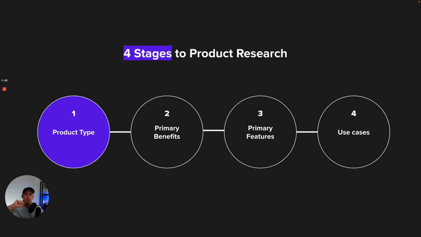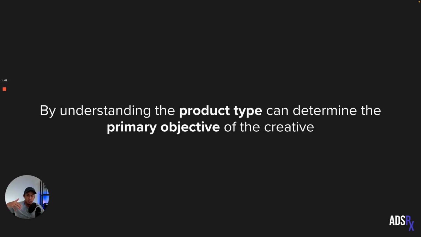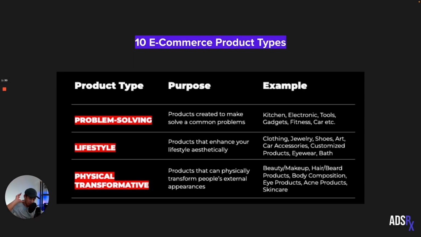Number 1, when it comes to product type, you have to understand the product type to determine the primary objective of the creative. And so we've actually developed our own categories for different product types, because every product fits within a particular category, which has a particular objective when it comes to advertising. So we have 10 different e-commerce product types. And the main one that you're probably going to see most often is the problem solving product type.